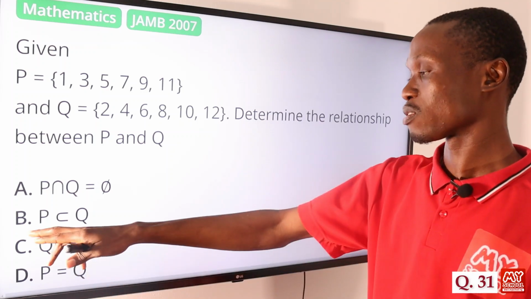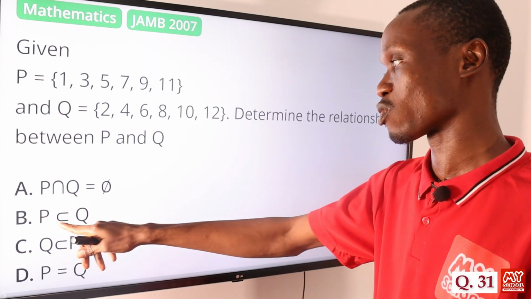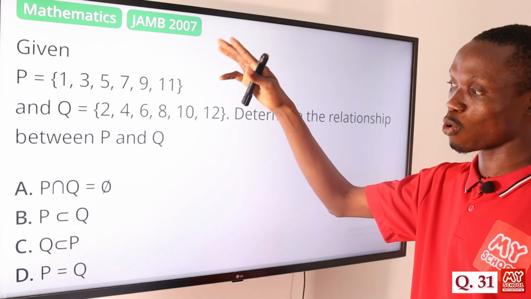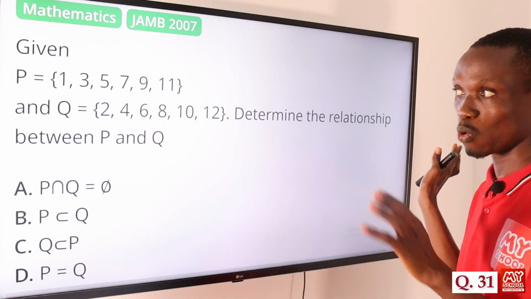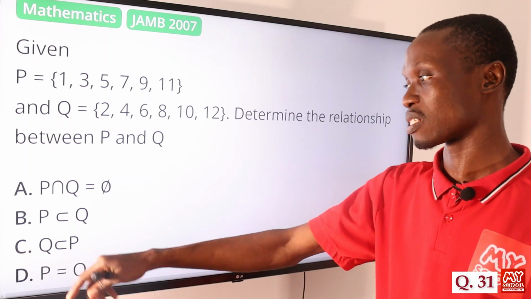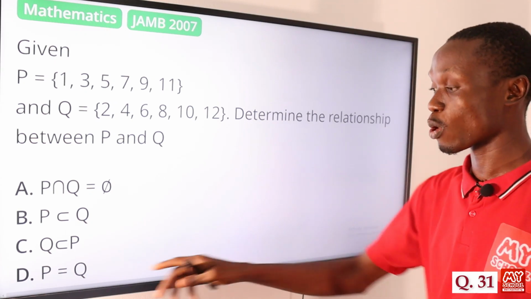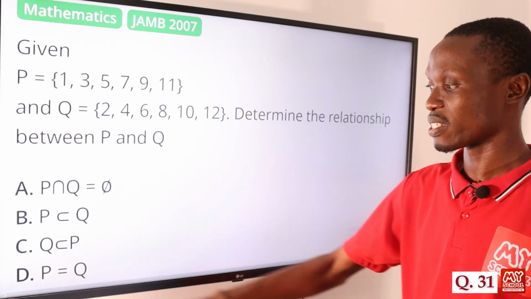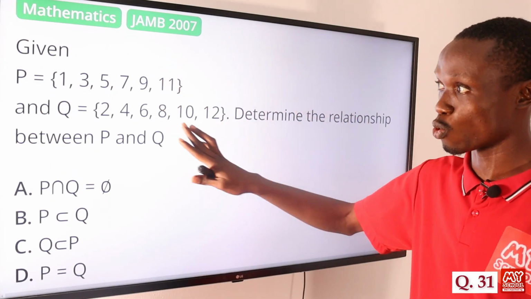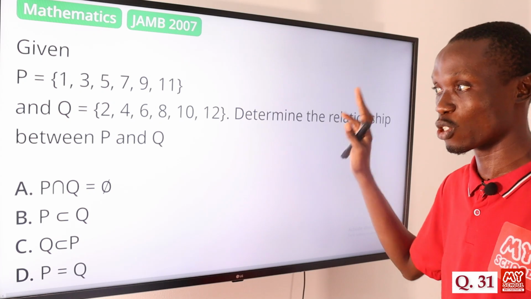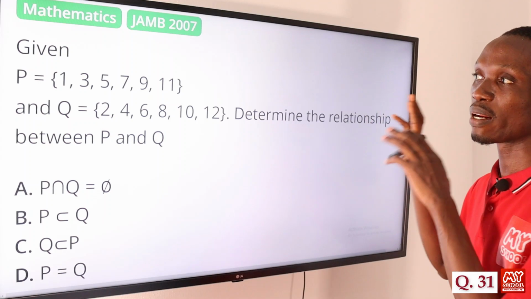Now if you look at option B, they are telling us that set P is a subset of set Q. But if you look at this option very well, P is not a subset of set Q. If you look at option C, they are telling us that Q is a subset of set P. There is nothing like that also. If you look at option D, they are telling us that set P is equal to set Q, and that is not true also. So the only option that is true concerning set P and set Q is option A, that P intersection Q is equal to an empty set.